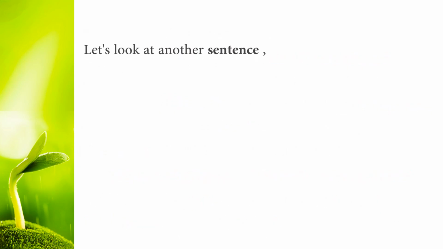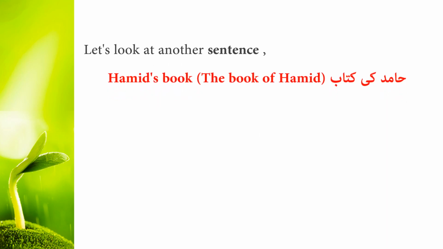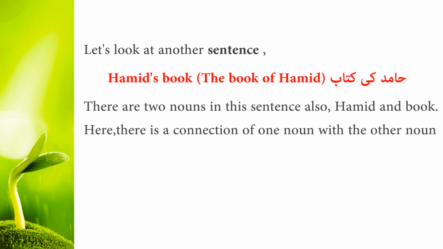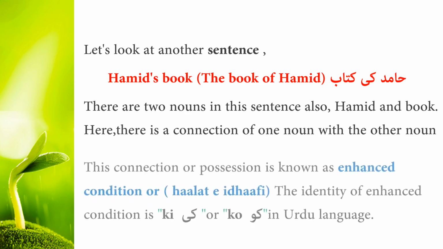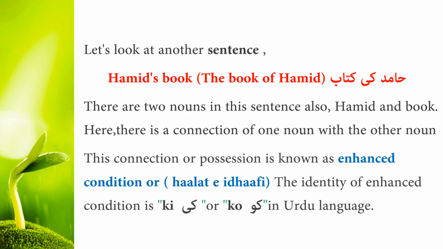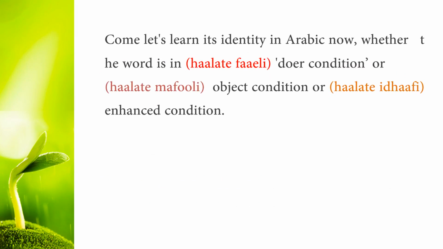Let's look at another sentence, Hamid's book, the book of Hamid. Hamid ki kitab. There are 2 nouns in this sentence also, Hamid and book. Here, there is a connection of one noun with the other noun. This connection or possession is known as enhanced condition or halat idafi. The identity of enhanced condition is ki or ko in Urdu language. Come, let's learn its identity in Arabic now. Whether the word is in halat fa'ili, doer condition, or halat maf'uli, object condition, or halat idafi, enhanced condition.